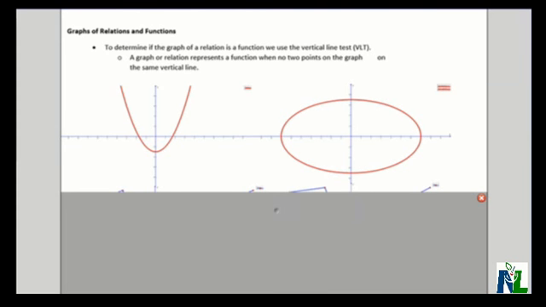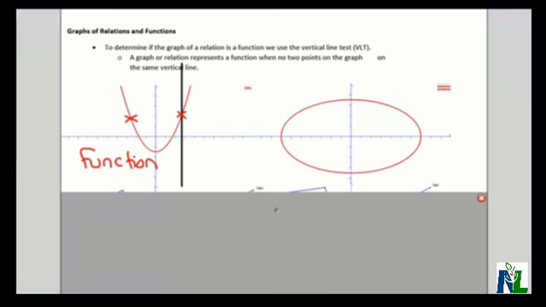So if I had a vertical line, say right here, and if I take that line and I move it across my graph, I can see that it only ever intersects this graph in one place. If I leave the line here, I can see that it intersects right here, just the one spot. If I take this line and move it anywhere else on the graph, it's only ever intersecting in one place. So this would be a function. It passed our vertical line test.